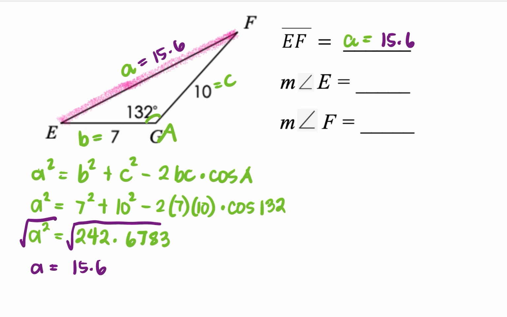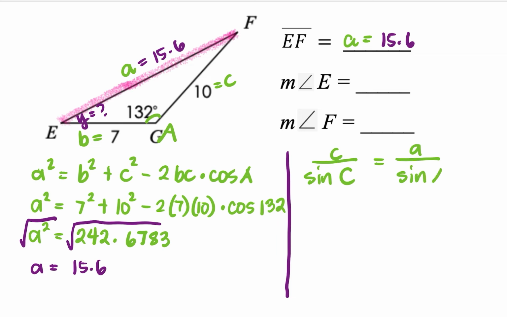Now let us find the measure of angle E and the measure of angle F. This time we are going to be using law of sines. Let me find angle E first, and I'm going to label E as my angle Y. Now I'm going to start with c over sine C equals a over sine A.